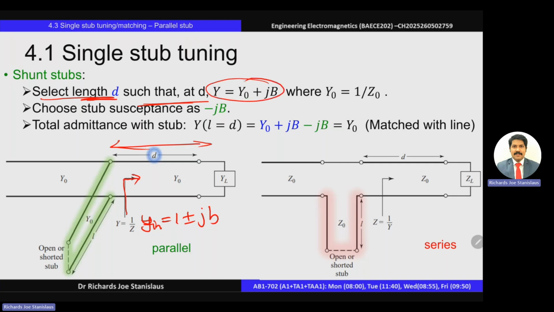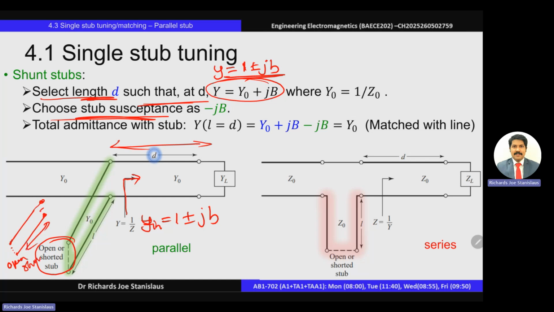Here the values are not normalized. If you normalize it, the Y value will be 1 plus or minus jB. Right? And we'll select the stub. We'll start from either the open circuit or short circuit point, and whatever stub we select, we need to tune it. This is open or short.